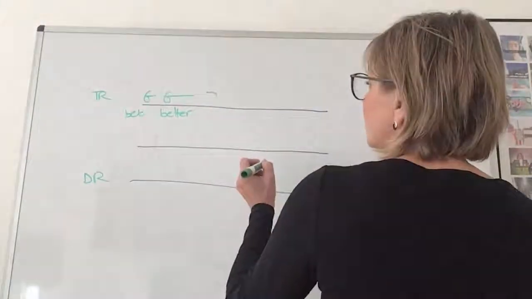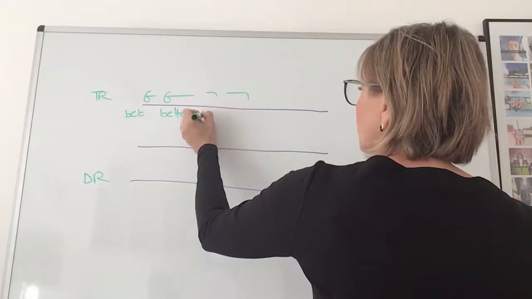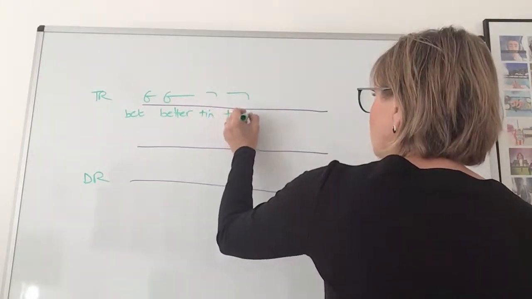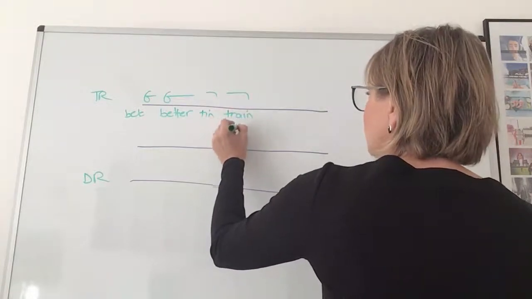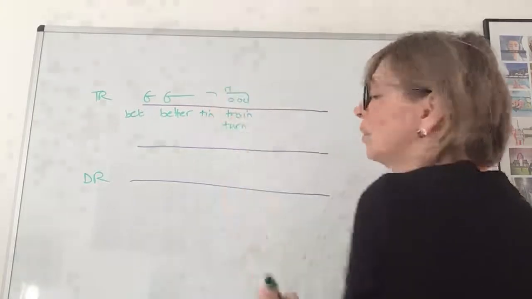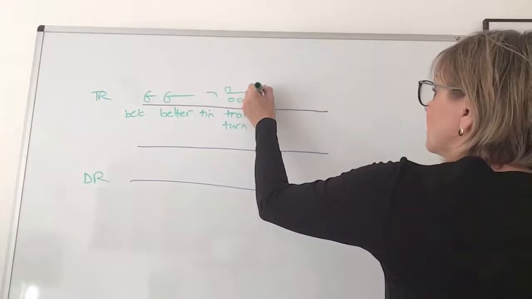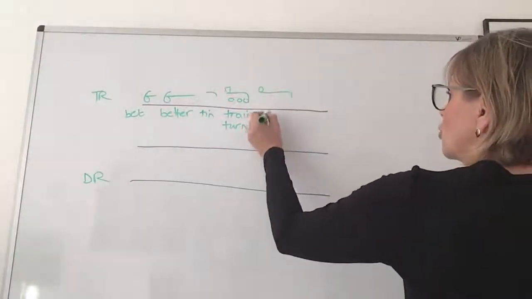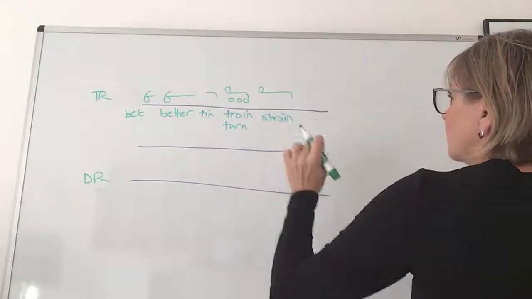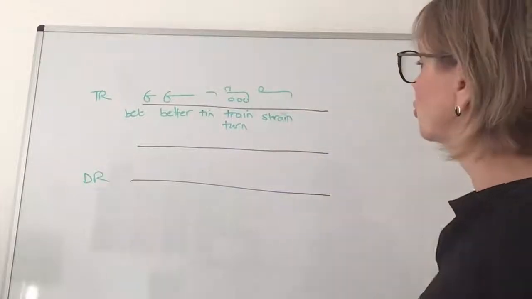Tin. If I double it, it's train or turn. So it doesn't matter if there's a vowel or not. So it could be train and it could be turn. In fact, you can turn it into a train, and that might help you remember it better. If I put an S at the beginning, strain. Whoops. So notice the blended N on the end, strain.